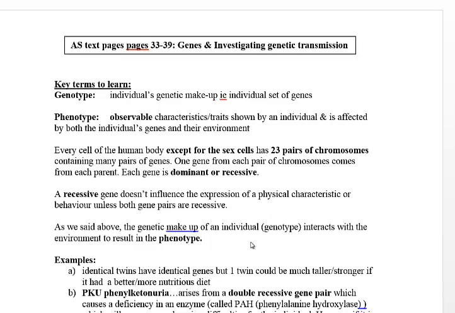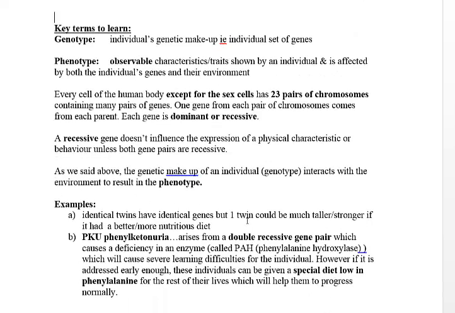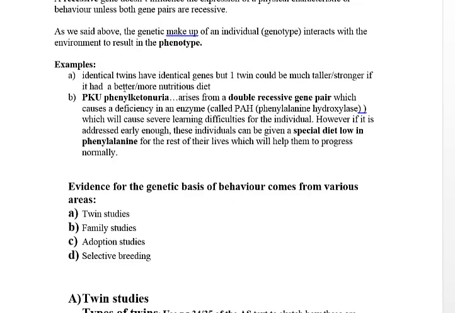What have we got here? As we've said, the genetic makeup of an individual, the genotype, interacts with the environment to give the phenotype. You will need to have one example. We can use a kind of vague example like identical twins. You probably know some identical twins, monozygotic twins, which I'll explain in a moment. Sometimes one of them is a little bit stronger or taller, depending on things like their diet.